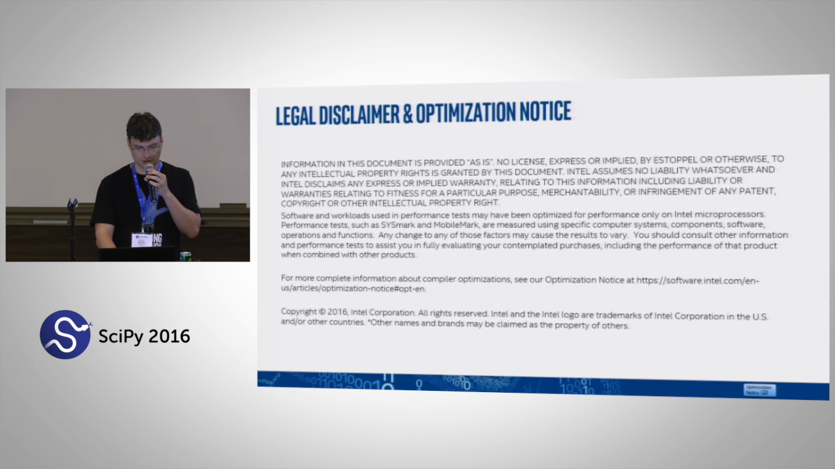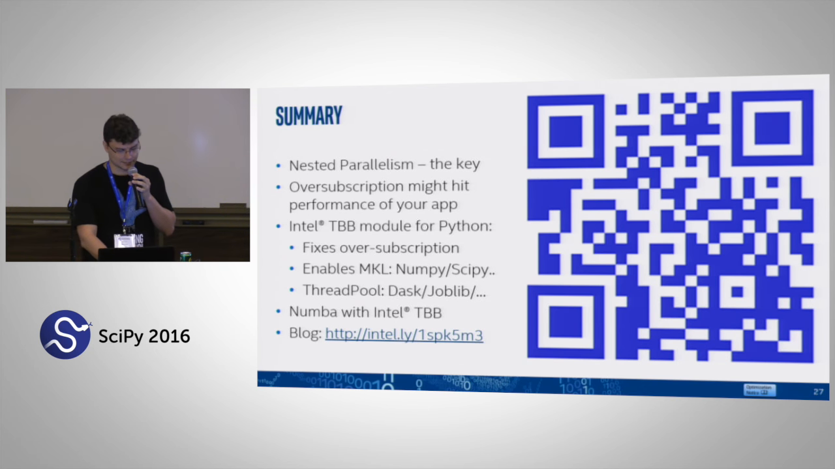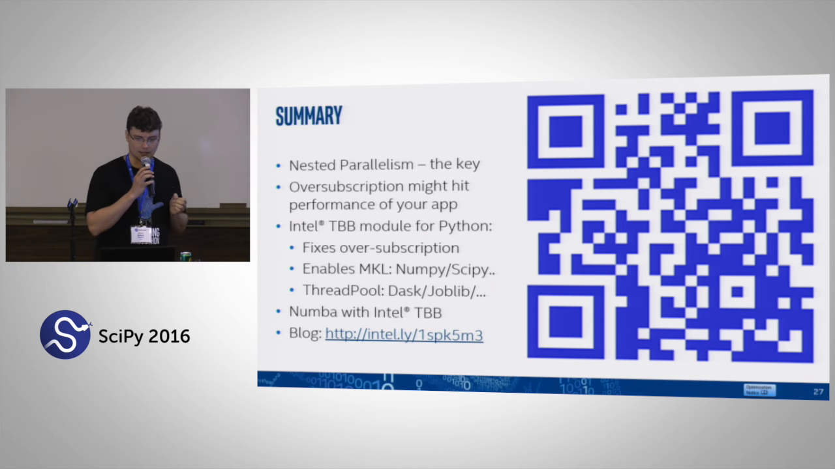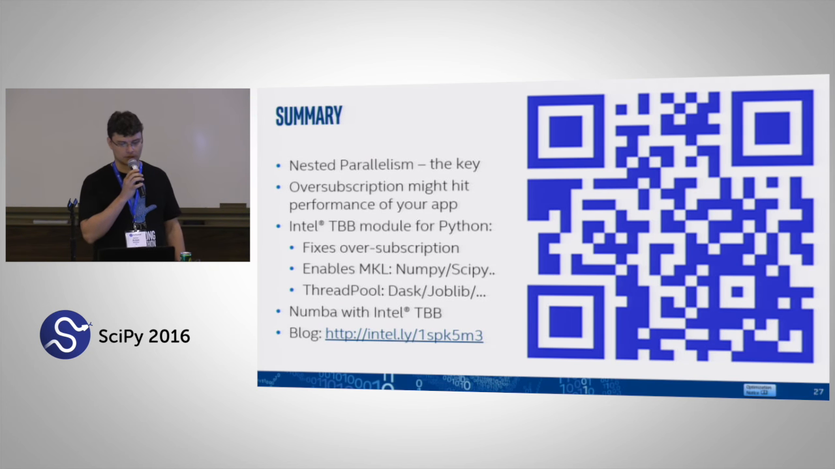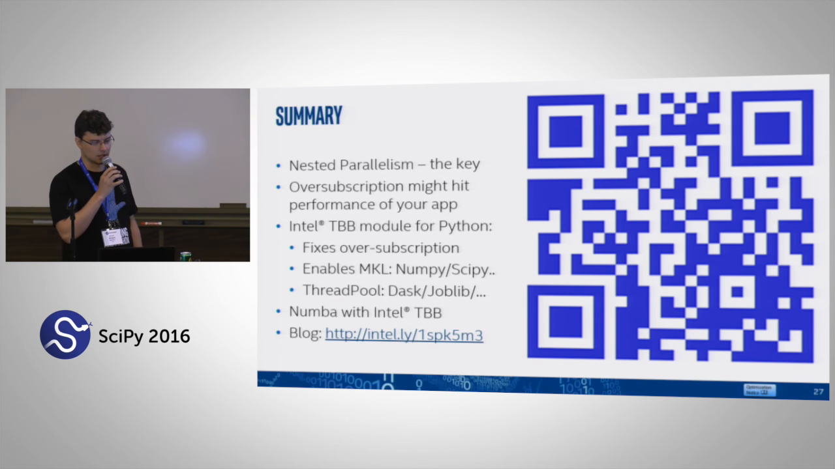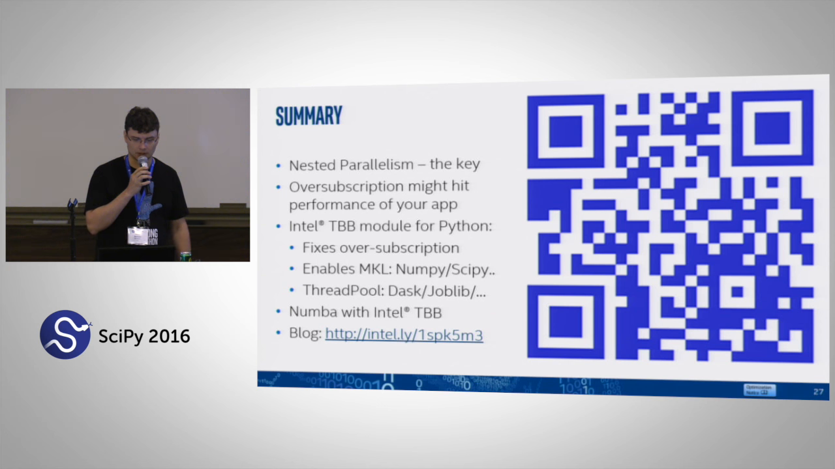Well, that's pretty much enough. And so let me summarize quickly. Nested parallelism is the key to the future. Oversubscription might hit the performance of your future applications or even existing applications. And we solve this issue by introducing the Intel TBB module for Python. It fixes oversubscription. It enables MKL and, through MKL, NumPy, SciPy, and many other scientific packages. We enable the thread pool, which resulted in Dask and joblib being enabled. And Numba also plays nice in this picture.